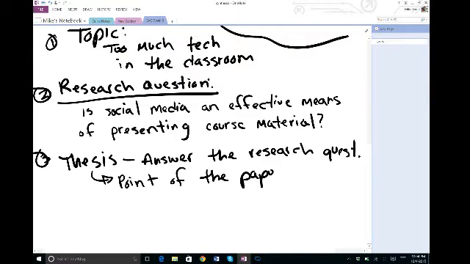And if the point of the paper is to answer your research question, then you're essentially making an essay that answers your research question. That is exactly what the synthesis essay does.